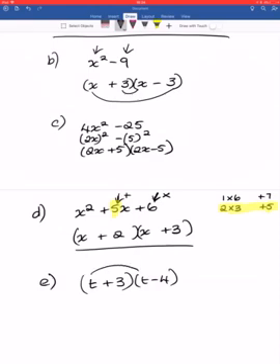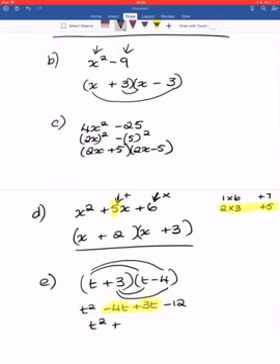So I do t times t, t squared. I do t times minus 4, minus 4t. I do t times 3, plus 3t. And I do 3 times minus 4, minus 12. Be really careful that you're always multiplying. Then I always have 2 terms that I can collect. So I should have t squared minus 4t plus 3t, which is just plus t, minus 12. And then I'm done.